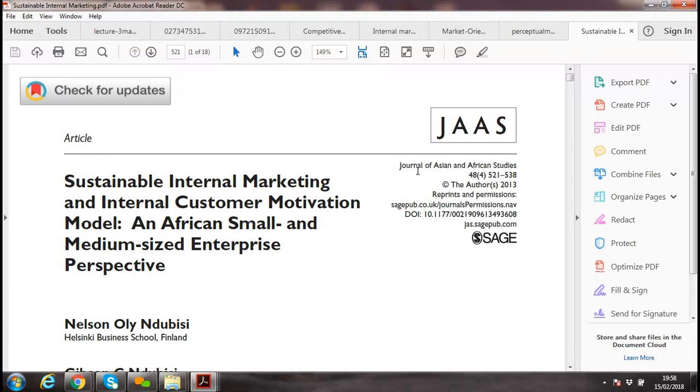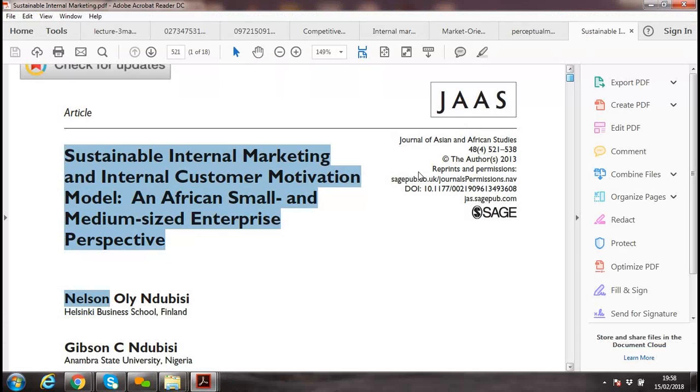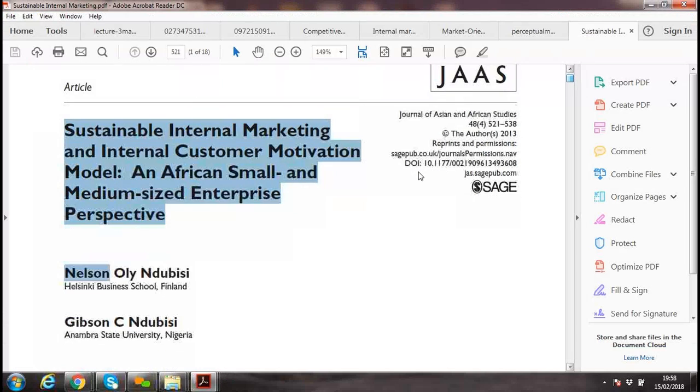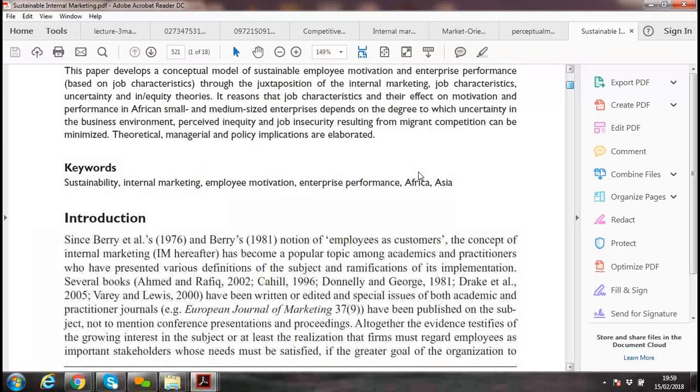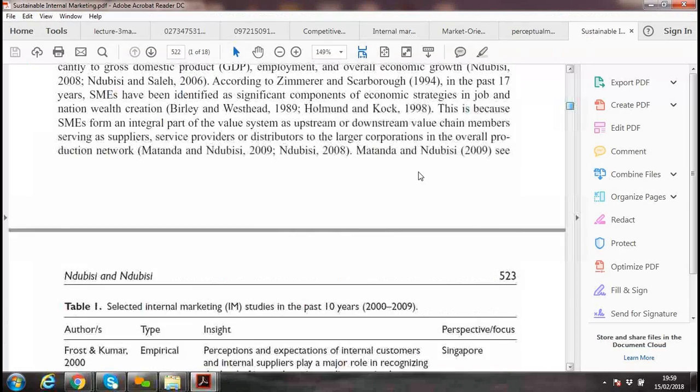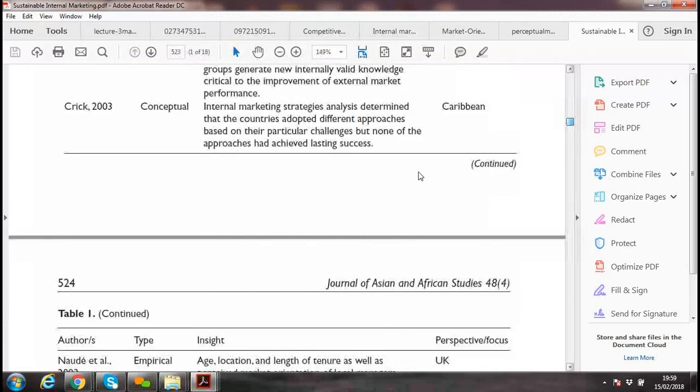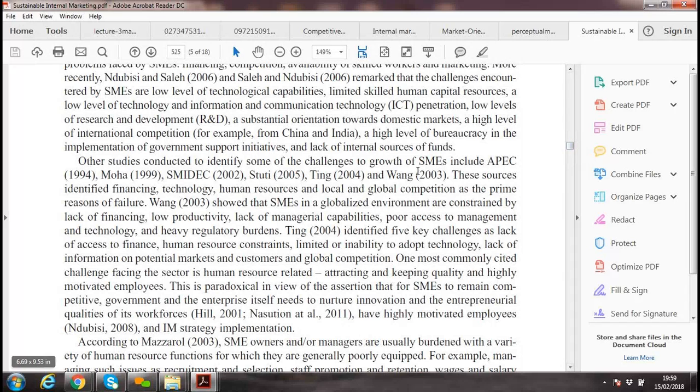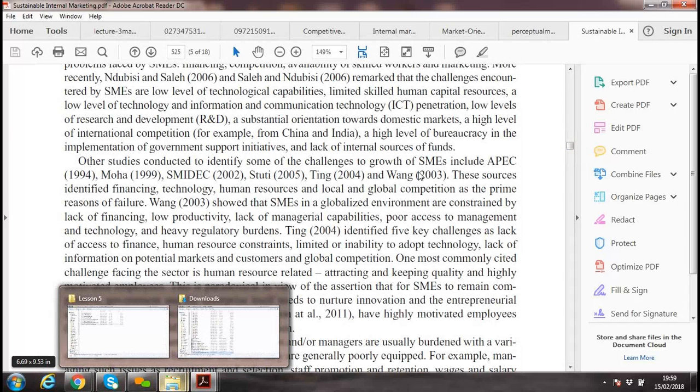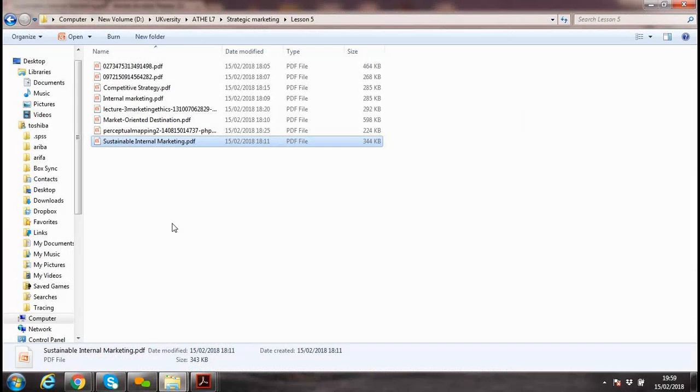So, sustainable internal marketing, internal customer motivation. This is one of the case studies which is quite good, and the research was conducted in African small and medium-sized enterprises. That's quite good to use when you answer the question. The last one is called LO5, learning outcome. So we'll recap first.